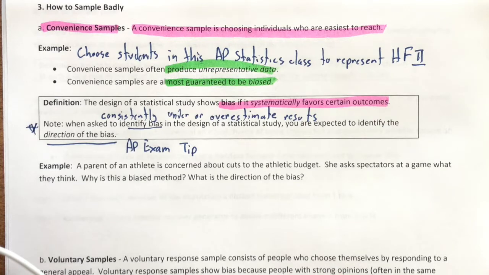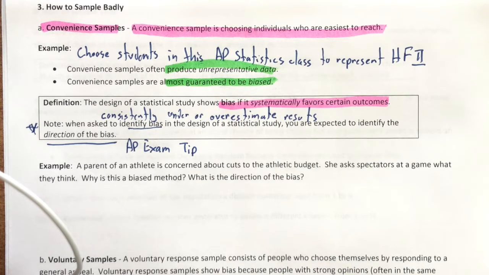Okay, well, let's think about this. The parent of an athlete is concerned about cuts to the athletic budget. So who is she asking? She's asking spectators at a game what they think. Obviously, if they're spectators at the game, they probably are there because they're a parent, family member, or friend of an athlete, so they're really into sports and enjoy the games. So this is definitely going to show some bias. It's going to systematically favor the same outcome.